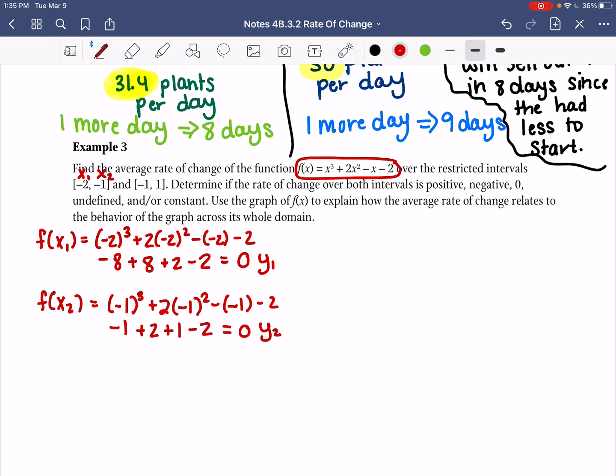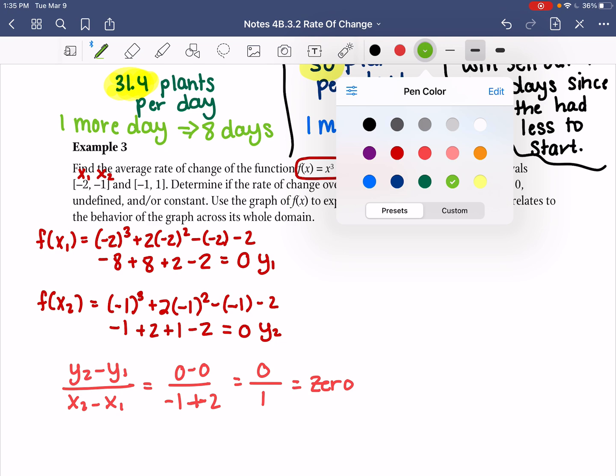So when we find our slope, we're going to use y2 minus y1 over x2 minus x1. So y2 and y1 are both 0, so 0 minus 0 over x2 was -1 minus x1 was -2. So we get 0 over, subtracting a negative turns to adding, 1, which just means the slope is 0. All right, let's do our second one.